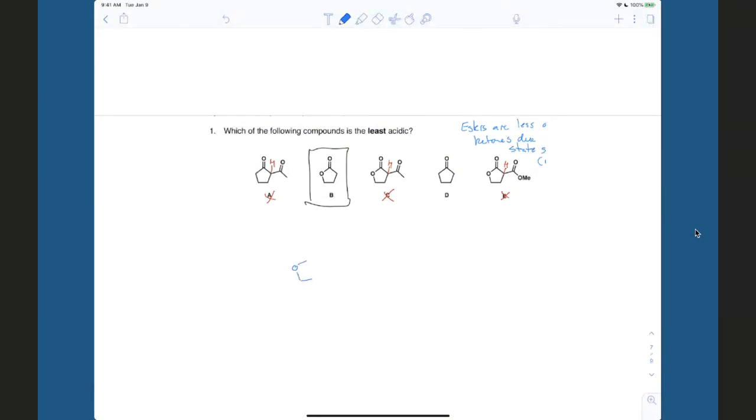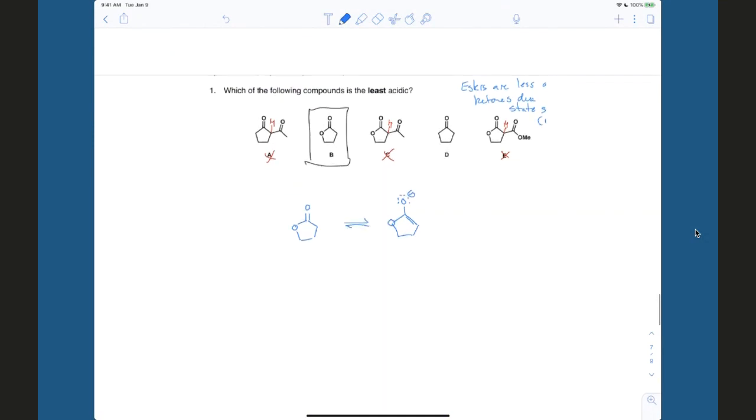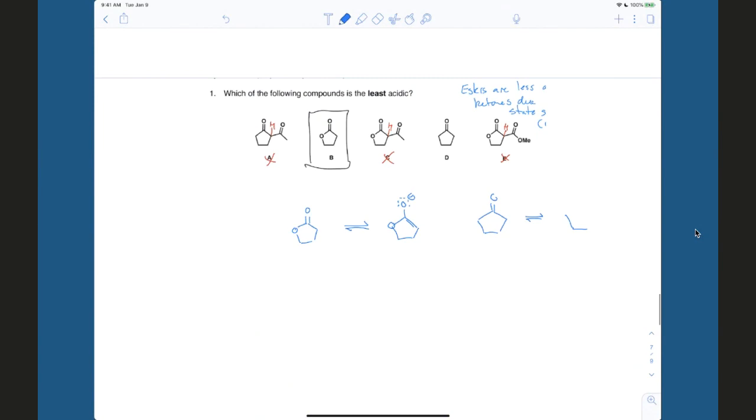So let's draw it out. Let's imagine adding in a base and making this. We get an enolate. And in the case of a ketone, we also make an enolate. Oh, I drew an oxygen again. Let's start over. So from this perspective, they look pretty similar.